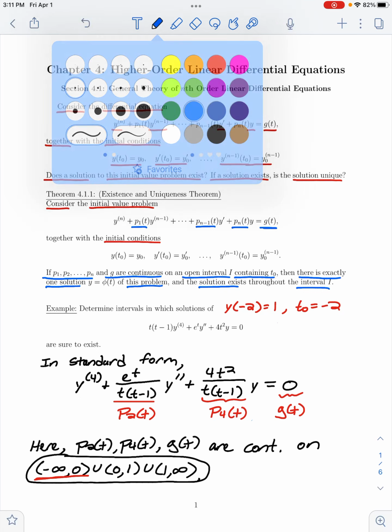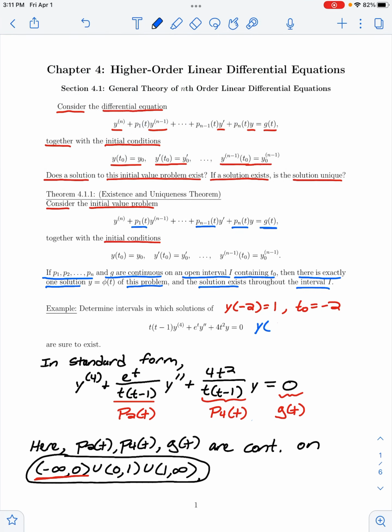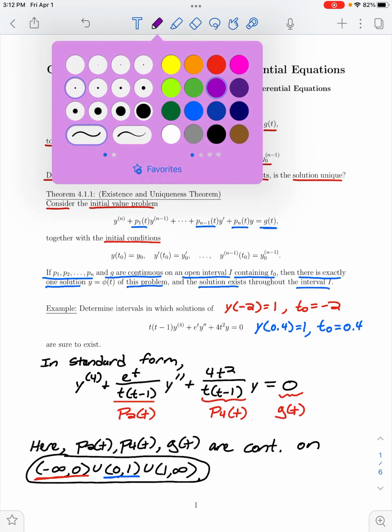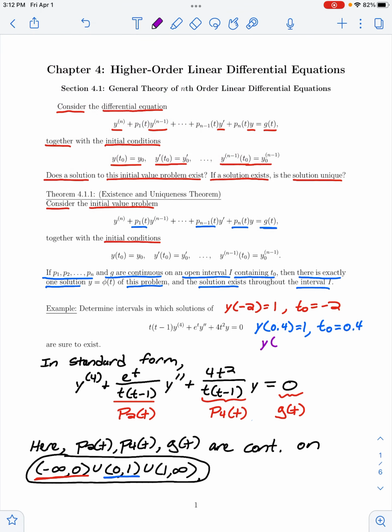Or if I were to pair this with a set of initial conditions where the value of my function and its derivatives were specified at, say, 0.4, then our initial value of t would be 0.4, and we would be looking at the interval from 0 to 1. Or similarly, if we had a set of initial conditions given at, say, time 3, then our initial value would be 3, and we would choose the interval from 1 to infinity as the interval where our solution would exist.